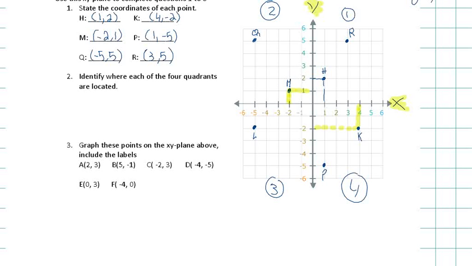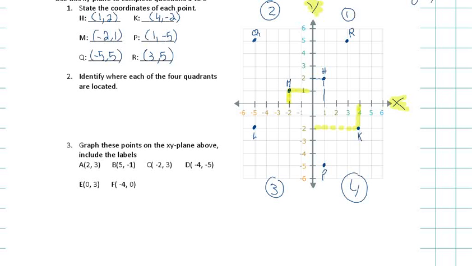So for the next part, it says identify where each of the 4 quadrants are located. We already identified them, right? I already told you that this is quadrant 1, quadrant 2, quadrant 3, quadrant 4. So this is already identified.